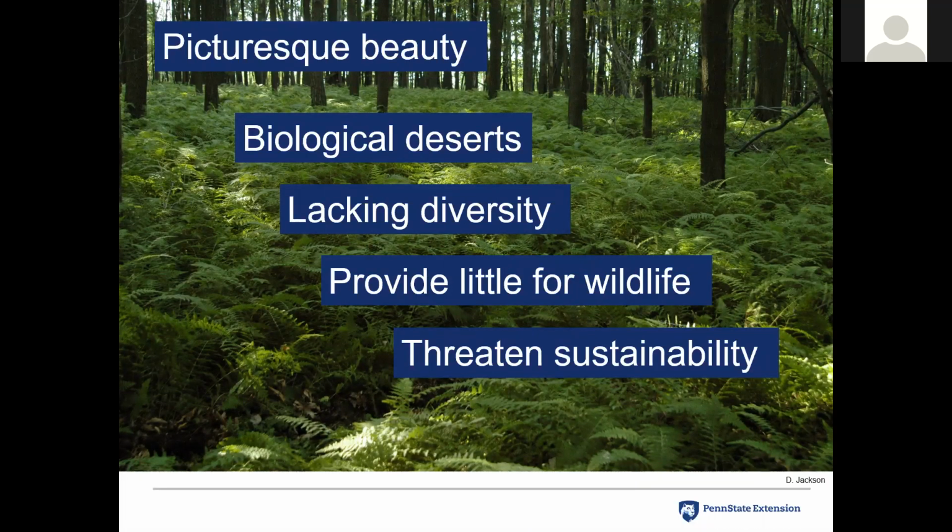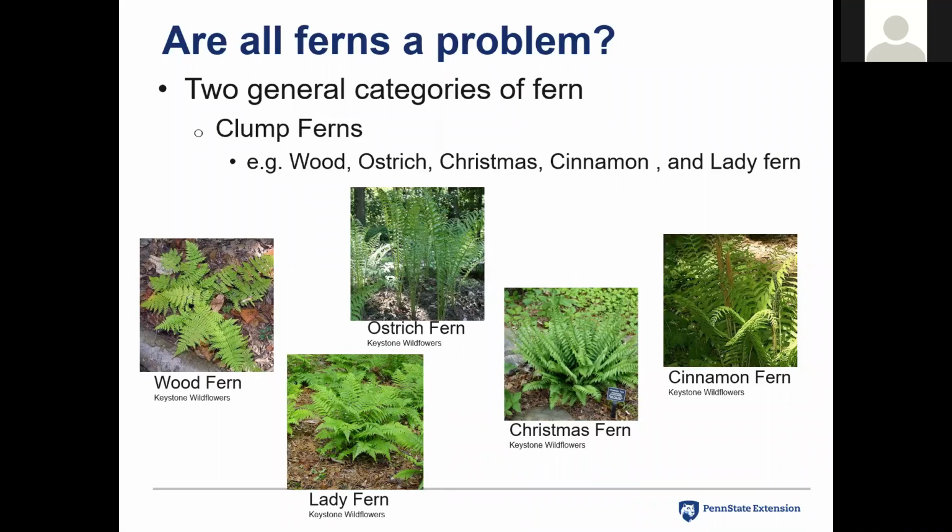And so let's look at this in a little more detail. So the question that I posed to you, are all ferns a problem? And of course, the answer is no. And we generally lump ferns into two basic categories, and I call them clump ferns or single frond ferns. So what I have pictured here are a number of different species of what we call clump ferns. So that just means that where the fronds emerge from the ground, you can see in all of these images here, there are a number of different fronds that come from that same point or come from a clump. So these are things like wood ferns, ostrich ferns, Christmas ferns, cinnamon ferns, lady ferns. So a number of different species that we describe as clump ferns, and these generally aren't problematic.